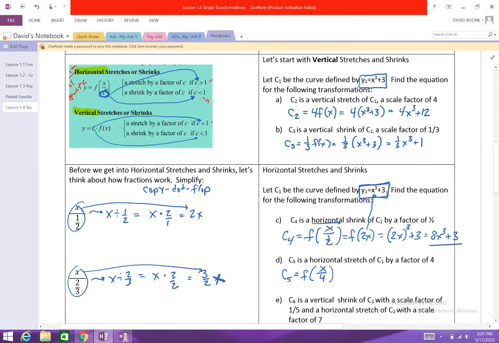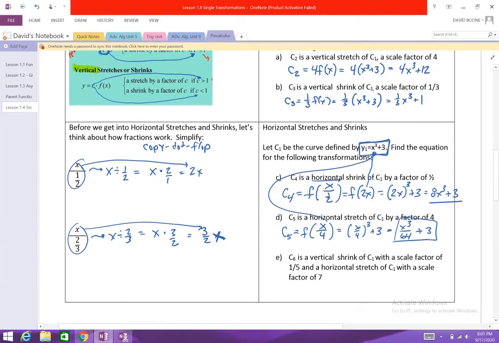Now we don't have any division by fractions anymore here, so what I can do is go right to putting that in there for that x. So this is just x over 4 cubed plus 3. And do the math here. This would be x to the third on the top. 4 to the third is 64, and then the plus 3. Right. This is now horizontally stretched from left to right. It's made longer by 4 times. When I graph this, it would be longer by 4 times than what that one was.